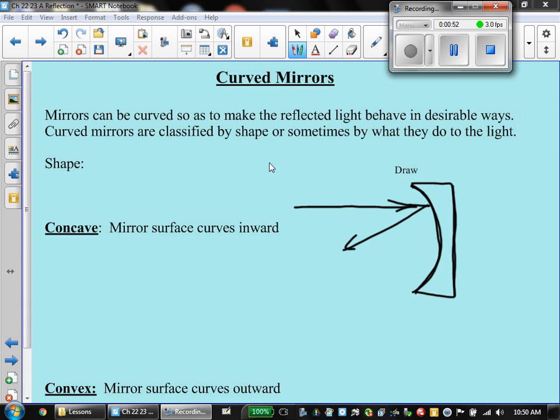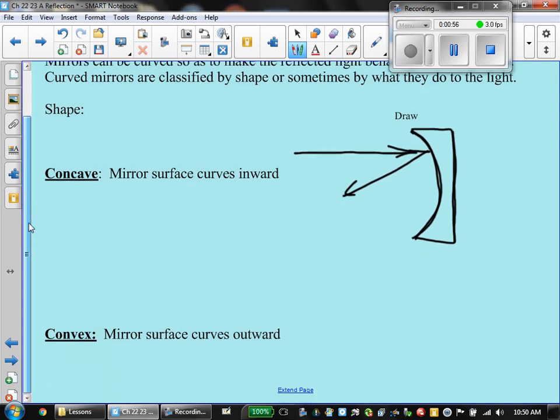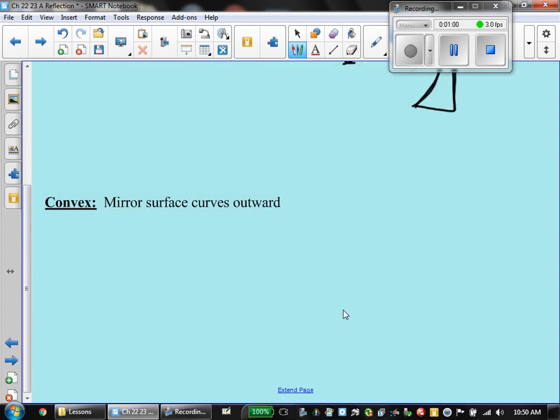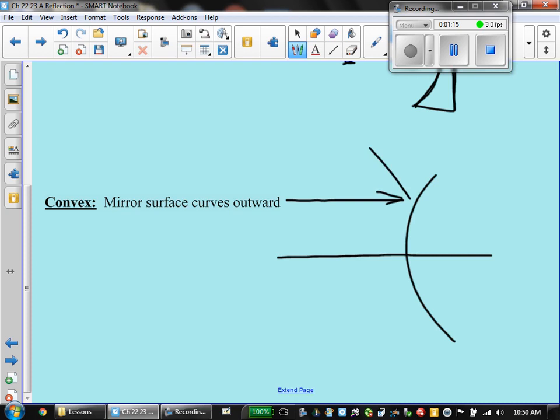A concave mirror is also known as a converging mirror, and we'll talk about that again a little bit later. But the shape is going to be curved inward. A convex mirror does the opposite. We have a line defined as the principal axis. We'll talk about that later. And here the mirror curves outward. So a light ray coming in hits the mirror, bounces off, and goes off in this direction.